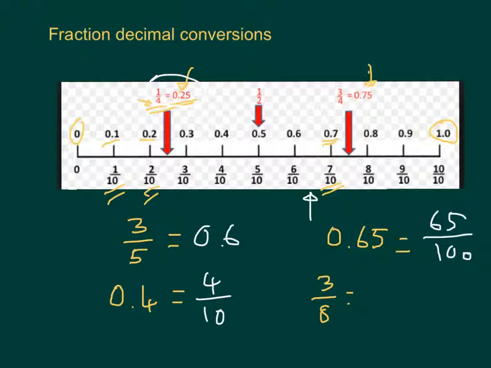For 3/8, I need to work out what 1/8 is. Now, an eighth must be half of a quarter. A quarter is 0.25, so an eighth must be 0.125. Now, if I add 3/8, or a quarter, to an eighth, that will give me 0.375.